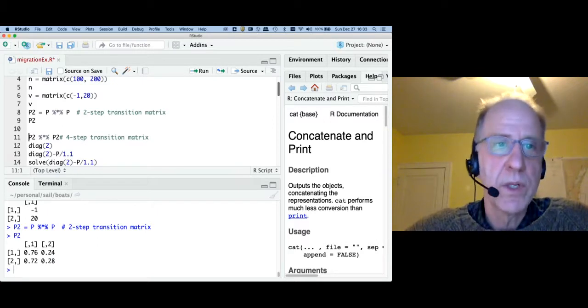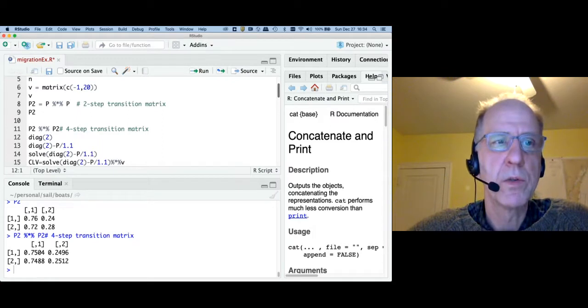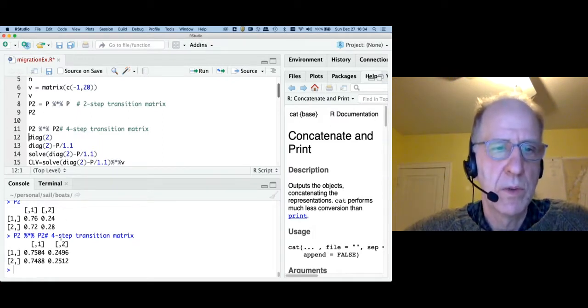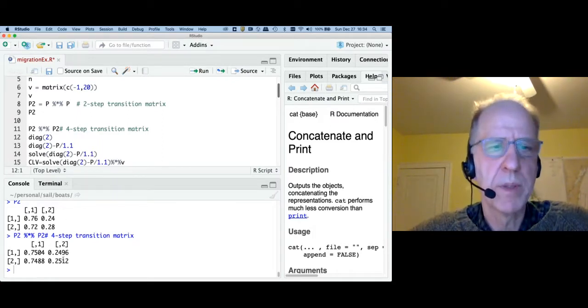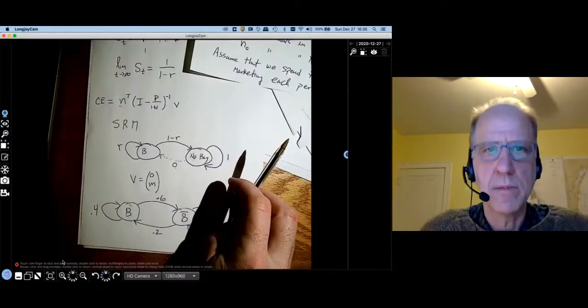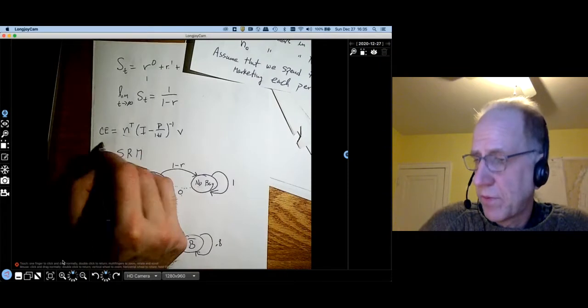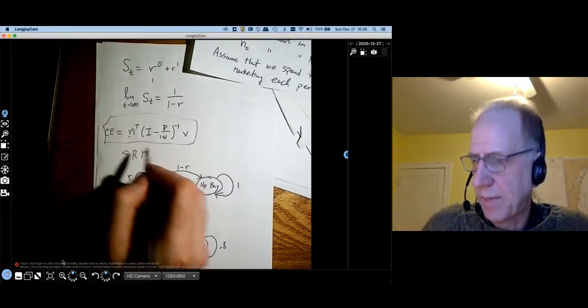If I want the 4-step transition matrix, I would just multiply P2 by itself. And so what you're going to see is that probabilities are approaching some limit. That turns out to be the case. When we cover eigendecompositions a little bit later on, we're going to be able to prove that. So the next thing I'd like to do is to compute customer equity for this little toy example.